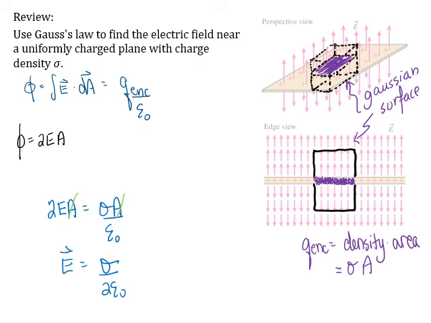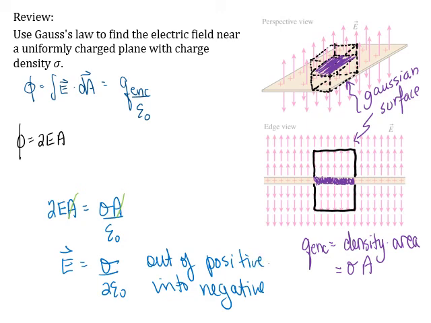Electric field is a vector. We know it goes out of a positive and it goes into a negative. Okay, after this review, we'll move on to do some slightly more interesting examples.